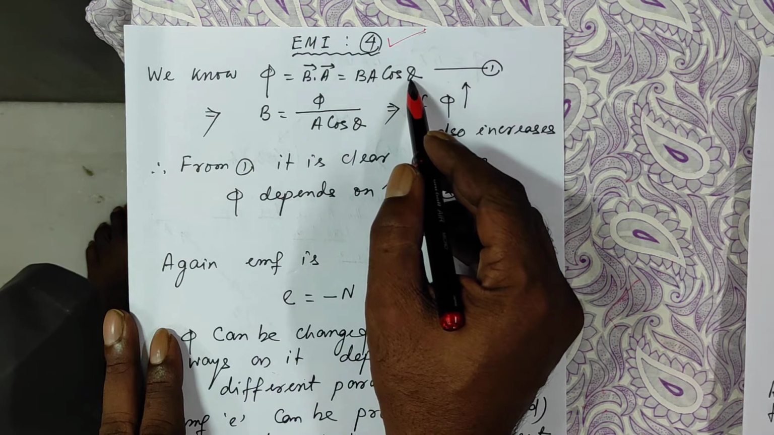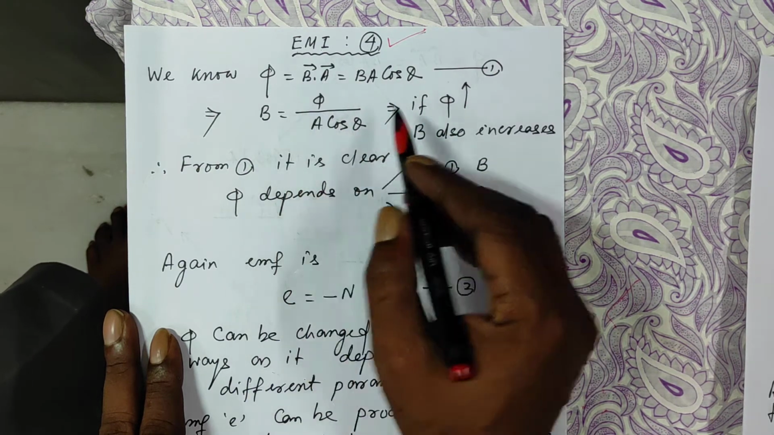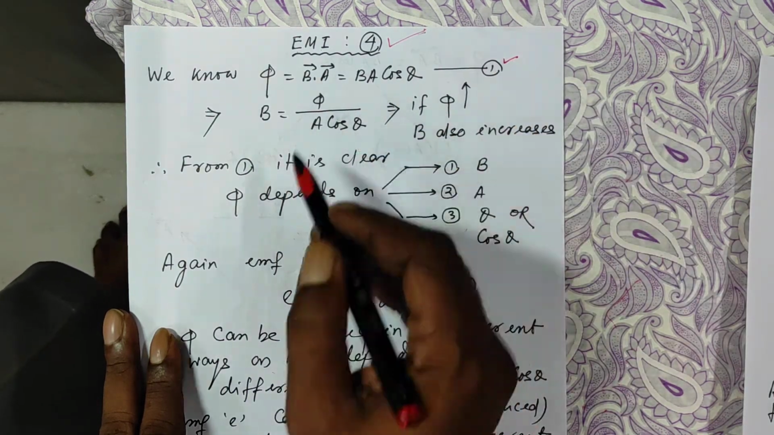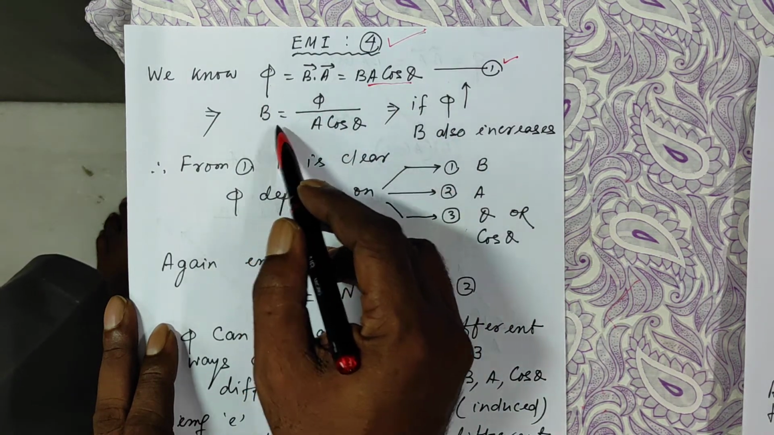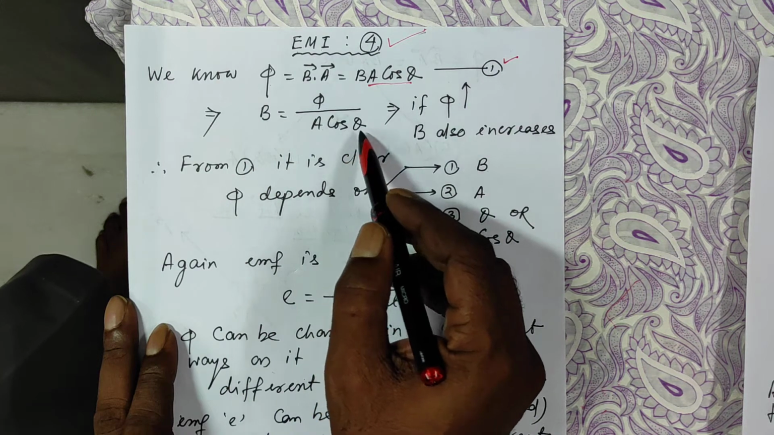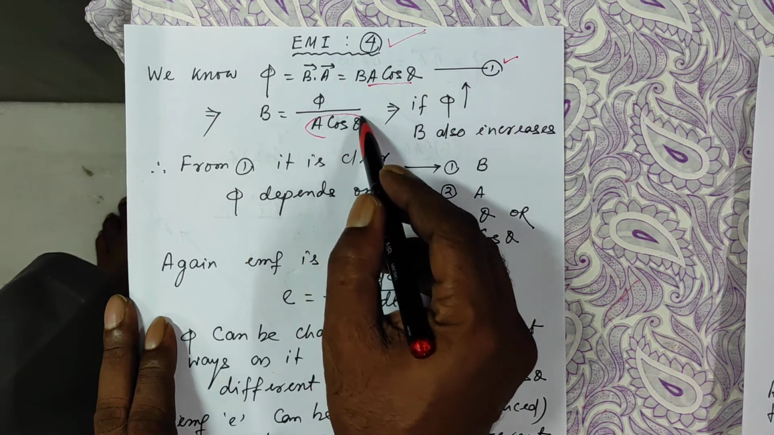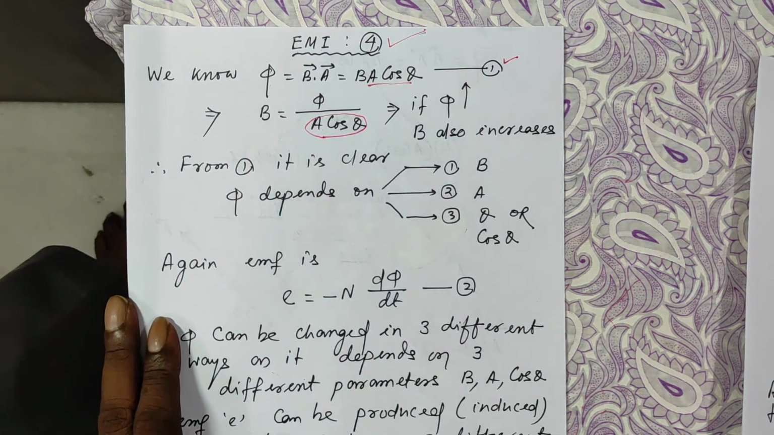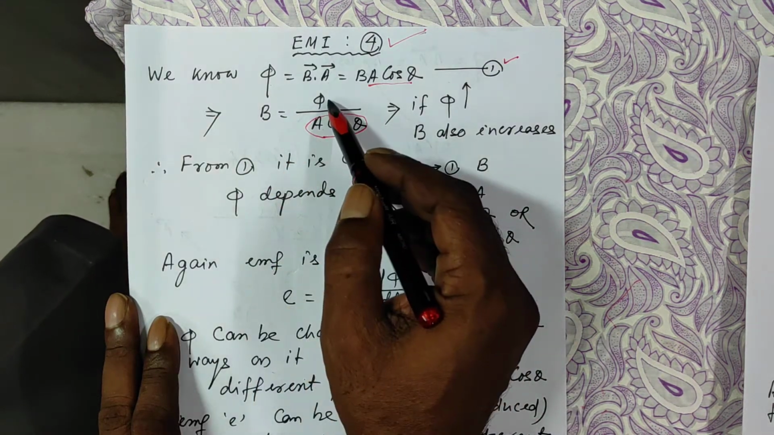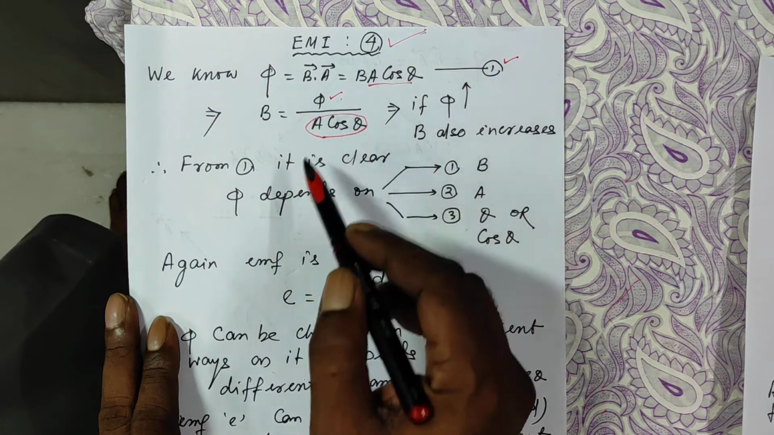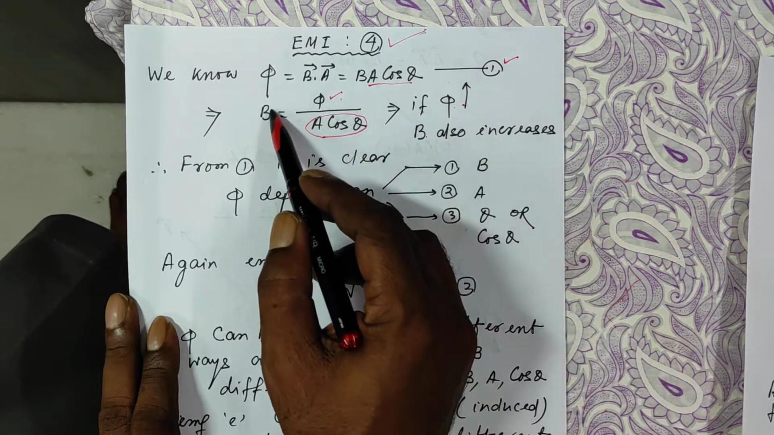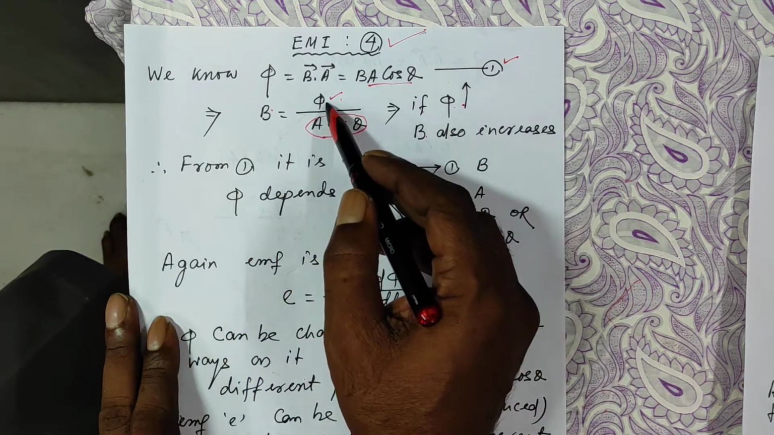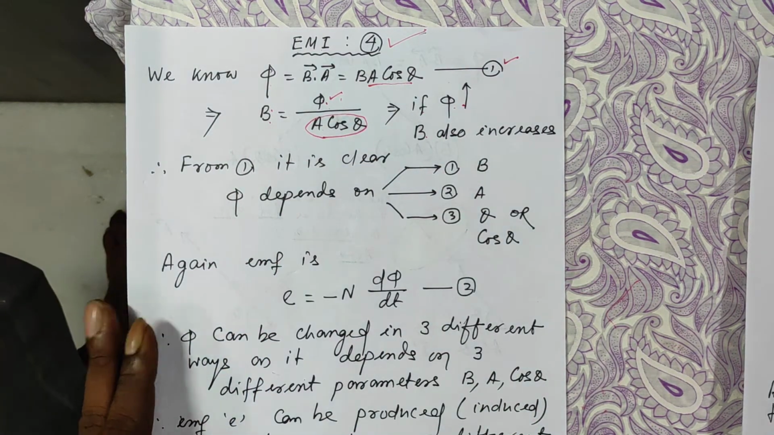theta is the angle between the magnetic field and area vector. Now from this, if you bring A cos theta to this side, your B becomes phi over A cos theta. This is the component of the area vector through which the magnetic field lines are normal to it. Now this phi is in the numerator and this is a fraction. So if phi increases, B also increases. If phi decreases, B also decreases.